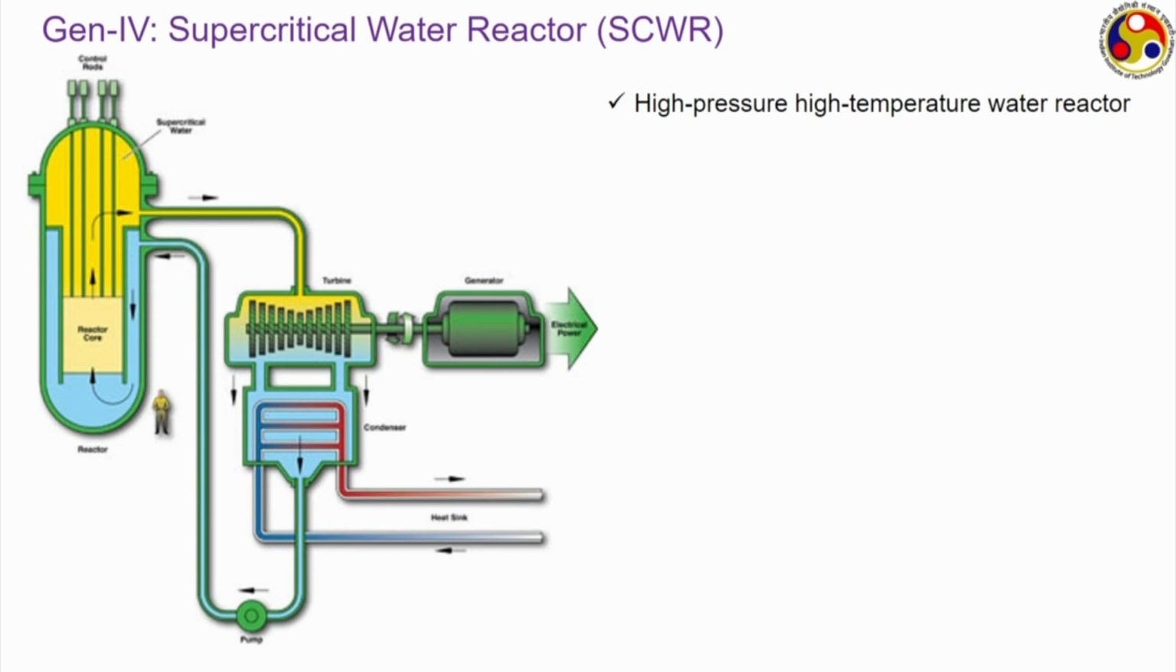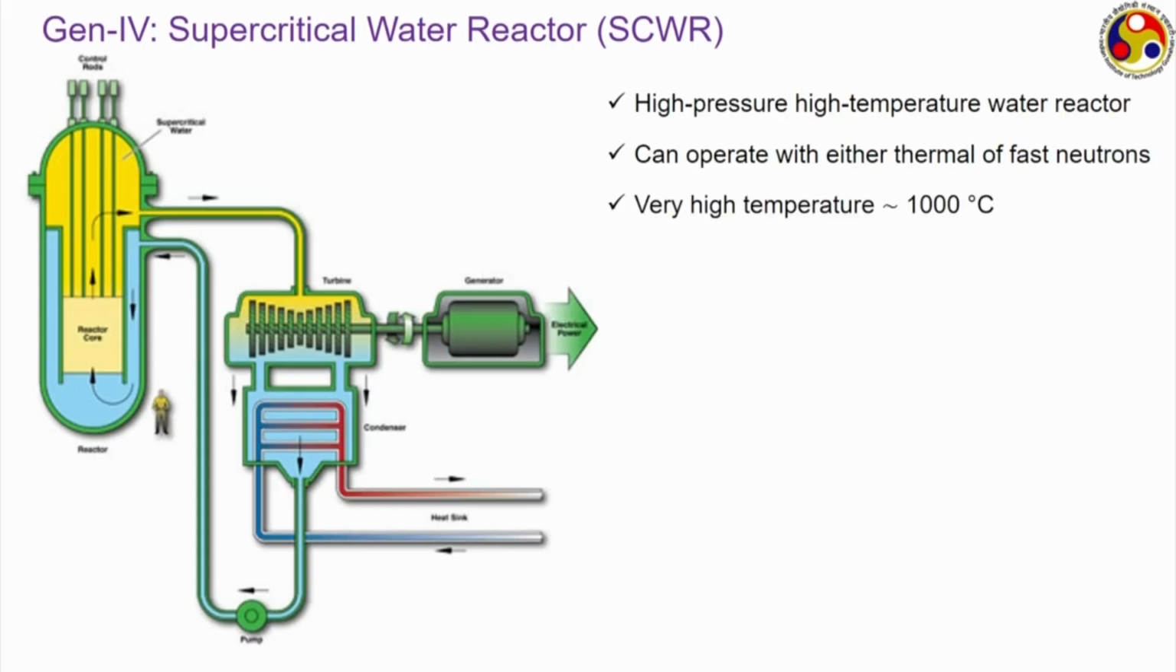I hope you remember that the critical pressure for water is about 22.1 megapascal and critical temperature is 374 degrees Celsius. So, the conditions at which this reactor operates is above that, generally in the range of 25 megapascal pressure and temperature higher than that 374 degrees Celsius. The big advantage with supercritical water is that there is no exclusive phase change, and so the water itself can directly be fed to the turbine.